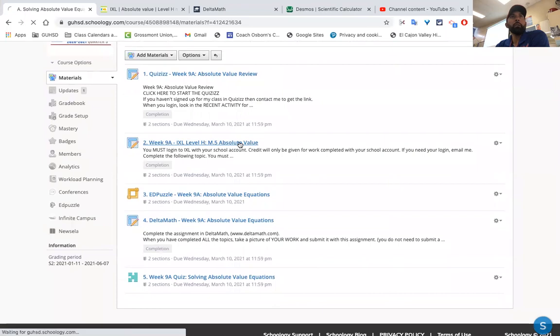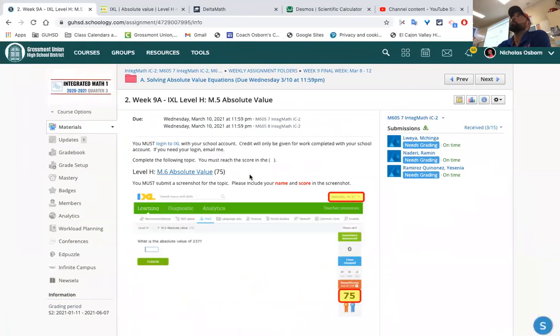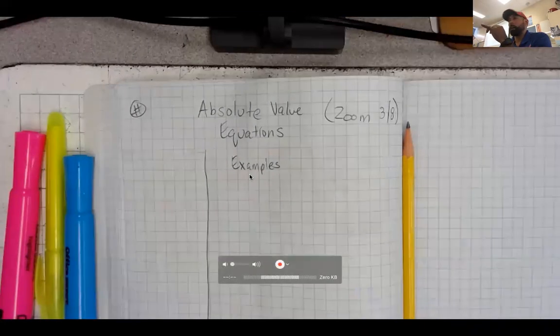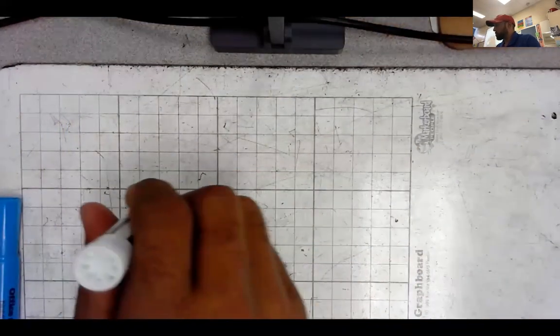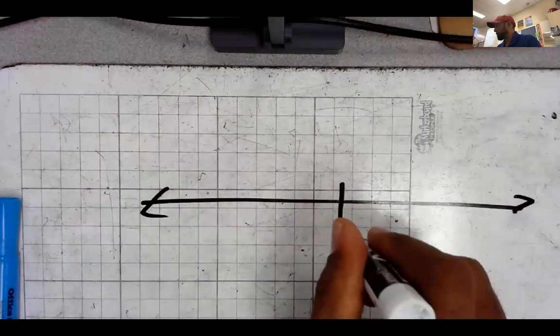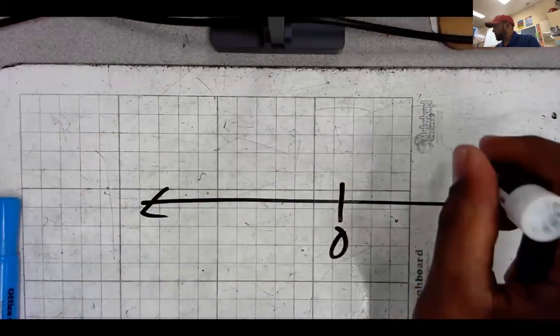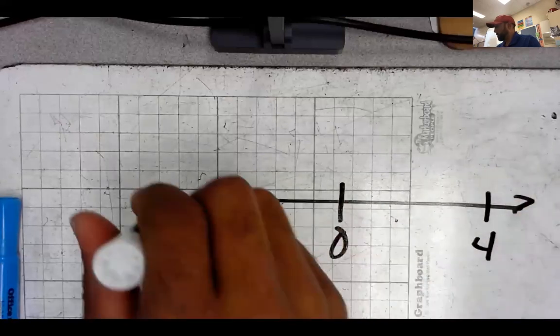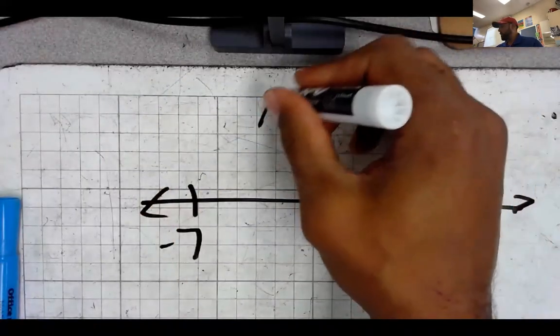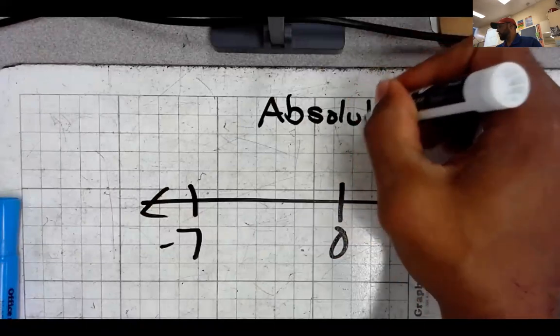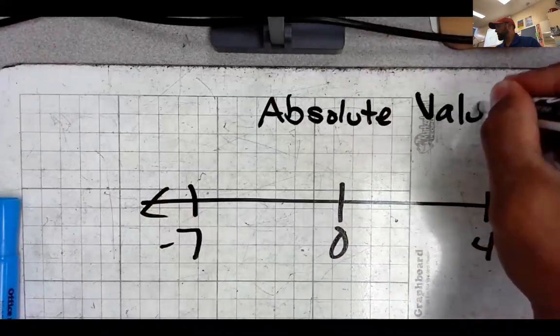Okay, so absolute value just means what is the absolute value of something. And when we say absolute value of something, we're talking about how far away. Let's say I drew a number line, and I wrote 4 over here, and let's say -7 over here. When we talk about absolute value, we're talking about how far away is something from 0?